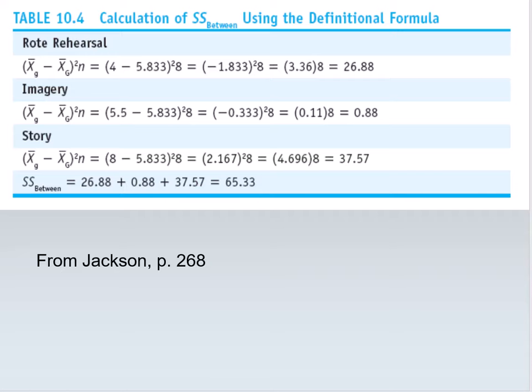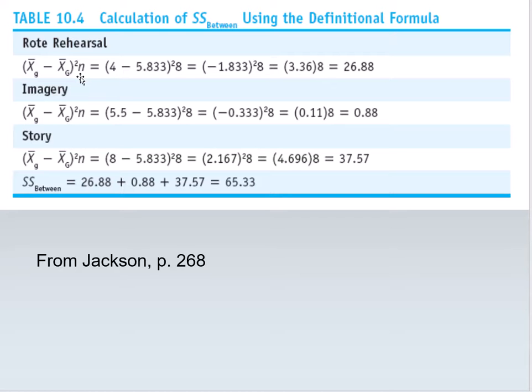You're now going to look at between group variance, sums of squares. Notice there's the little g right here. That little g stands for group mean. Large G stands for grand mean. So we know from before that the row rehearsal group mean is 4. The grand mean is 5.833.